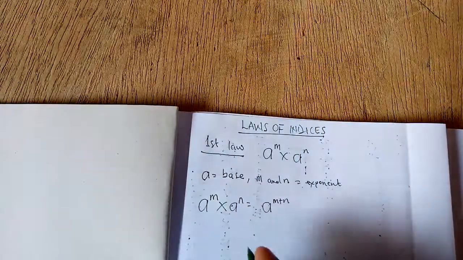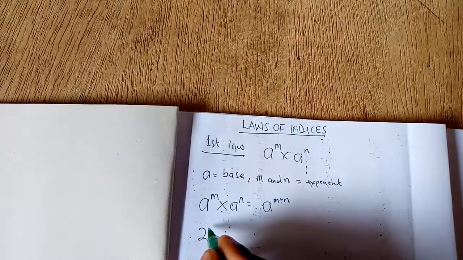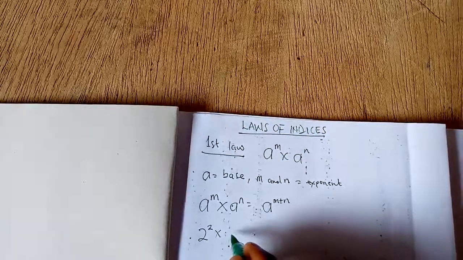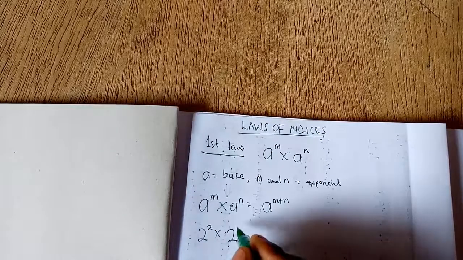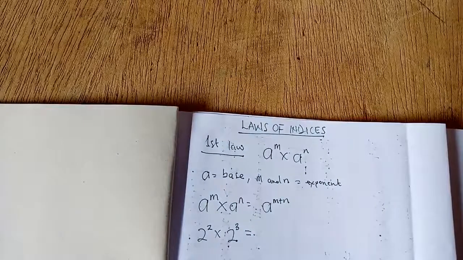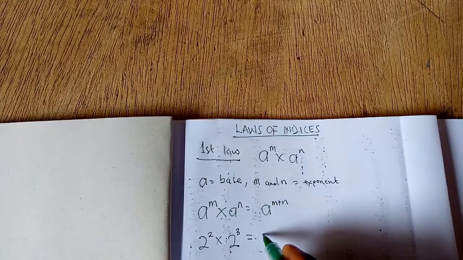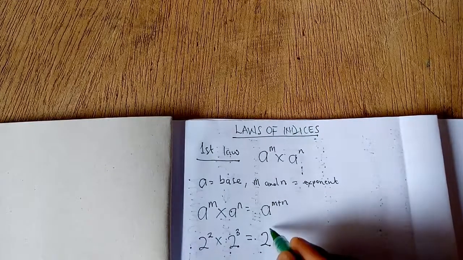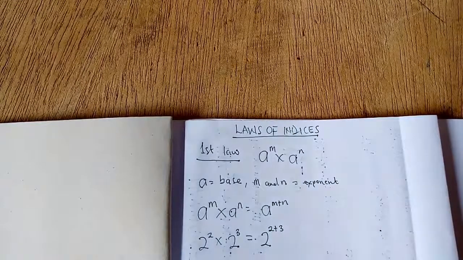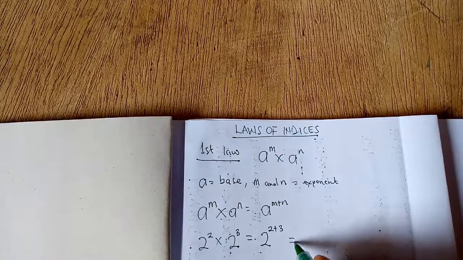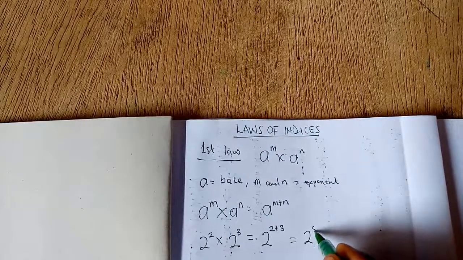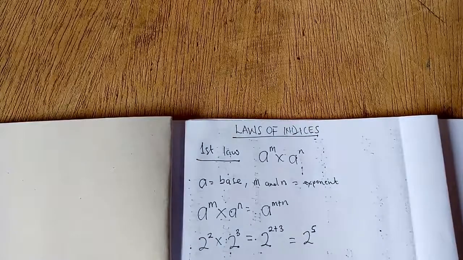We have 2 raised to power 2 times 2 raised to power 3. Please note this: if the bases are not the same, you can't apply this law. The bases should be the same before you can apply it. Here, because the bases are the same, we take one of the bases, which is 2, and add the exponents, 2 plus 3. So we get 2 raised to the power 5.